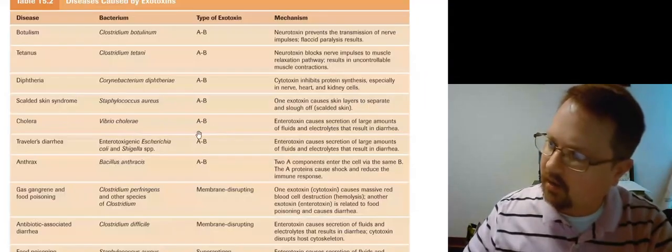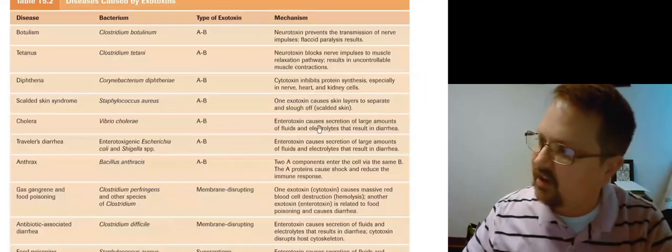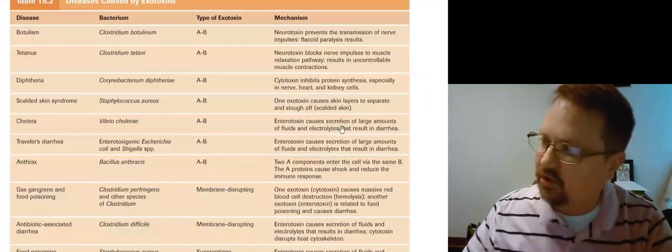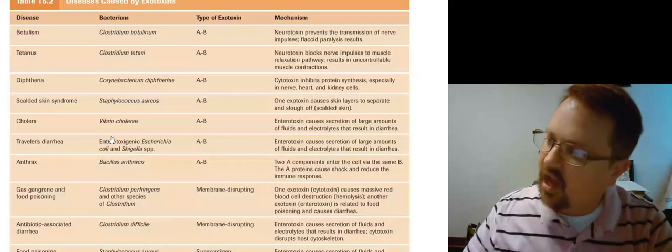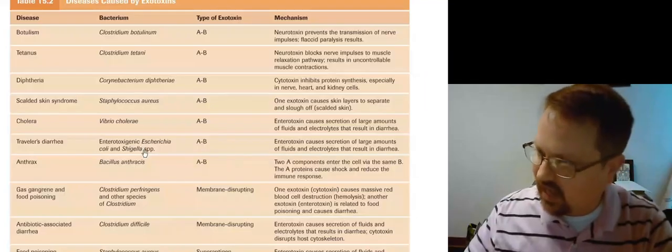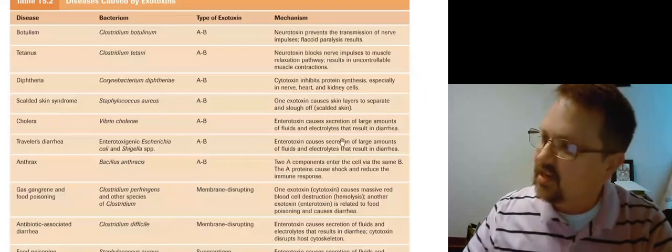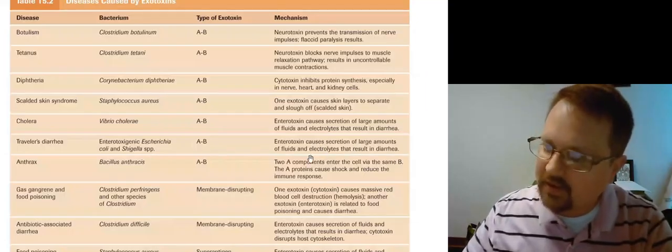Cholera, Vibrio cholerae, AB toxin. It's an enterotoxin that causes secretion of large amounts of fluids and electrolytes, causing you to poop your guts out. Traveler's diarrhea is usually caused by E. coli gastroenteritis. Could be Shigella. It's an AB toxin. It's an enterotoxin. Large amounts of fluids and electrolytes, diarrhea, you poop your guts out.